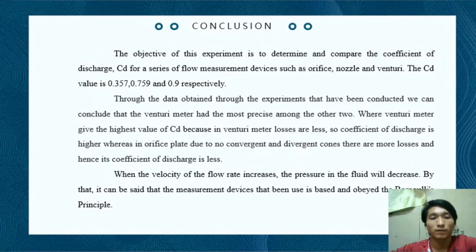The venturi meter gives the highest value of CD because in the venturi meter losses are less, so the coefficient of discharge is higher, whereas in the orifice and nozzle, due to no converging and diverging cone, there are more losses and hence the coefficient of discharge is less. When the velocity of the flow increases, the pressure in the fluid will decrease. By that, we can say that all of these measurement devices obey the Bernoulli principle.